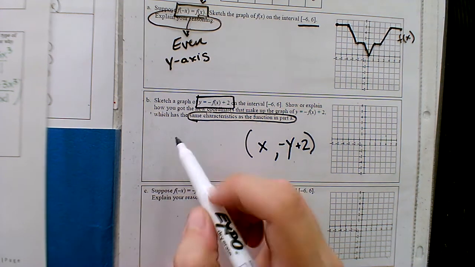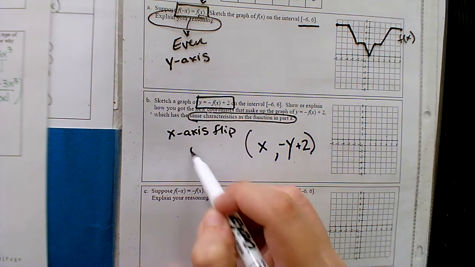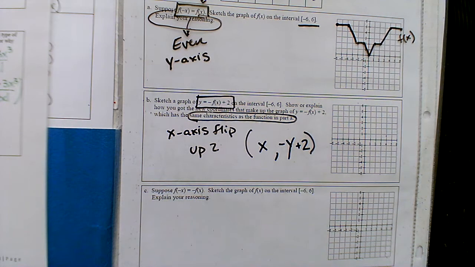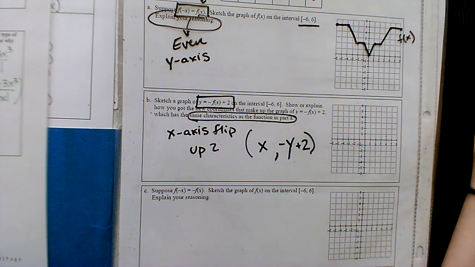You want to keep going, Travis? Yeah. Reflect it over the x and then just move it up 2. There you go. X-axis flip and up 2. So we're going to take this graph from part A, and we're going to flip it over the x-axis and then move it up 2 units.